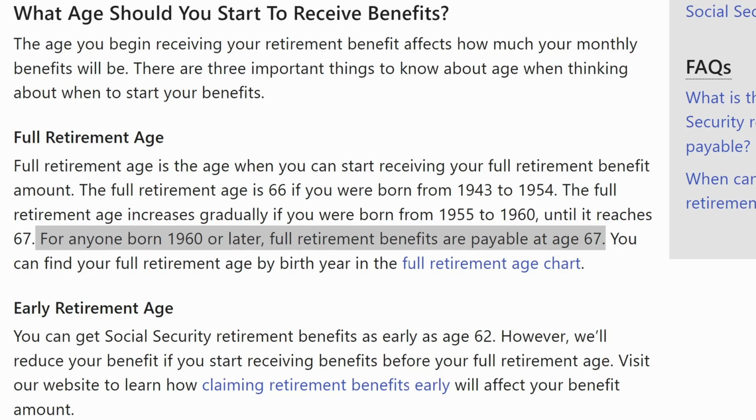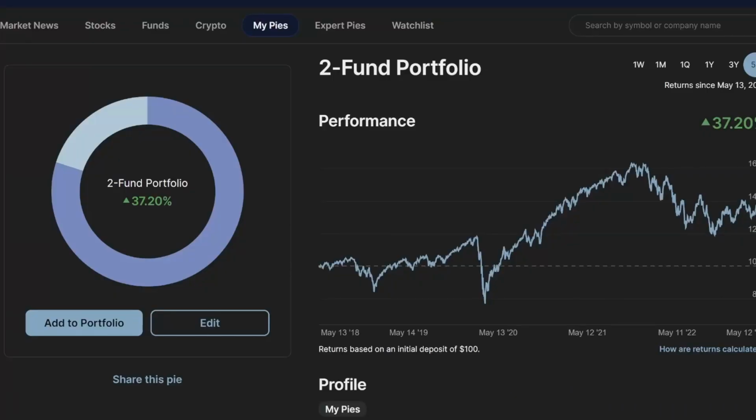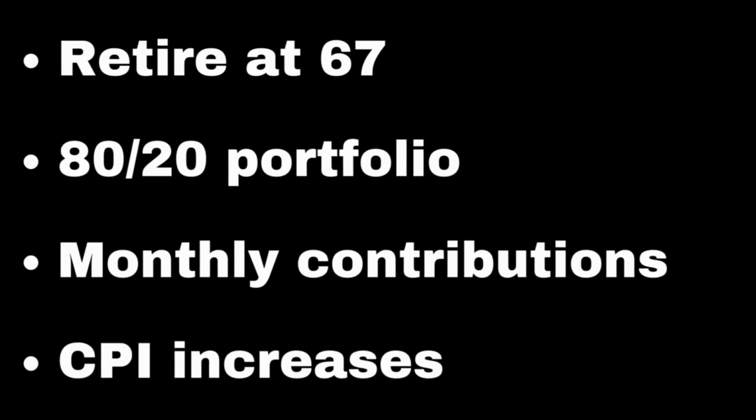Of course, we need to start with some assumptions on what we are going to do in order to make it to $2 million. We are going to assume that someone is retiring at the ripe old age of 67, and the portfolio they are going to be using is an 80-20 portfolio, consisting of 80% total US stock market and 20% 10-year treasuries. In order to get to retirement, they are going to be using consistent monthly contributions to their retirement accounts, and they are going to increase the amount that they contribute by the amount of inflation.